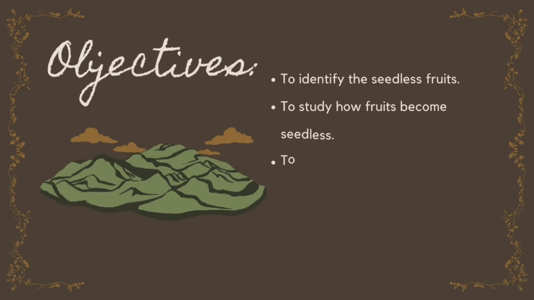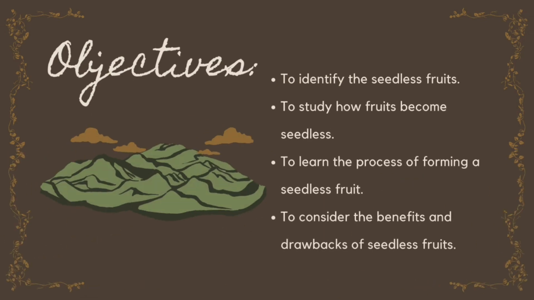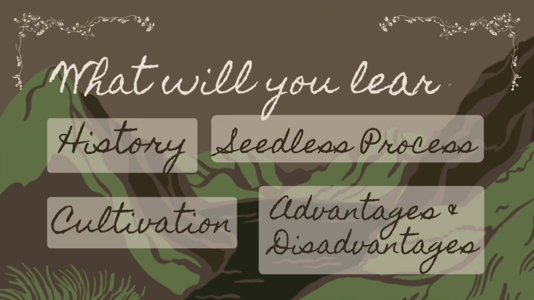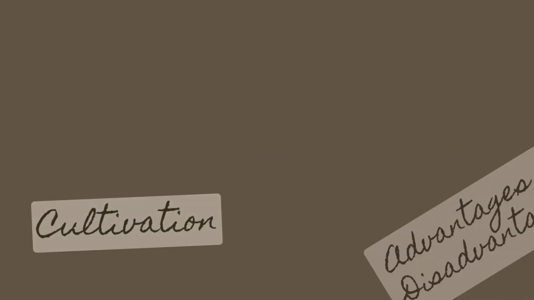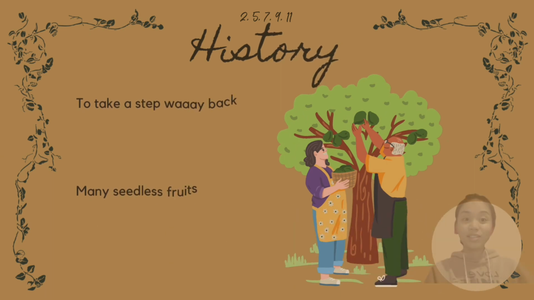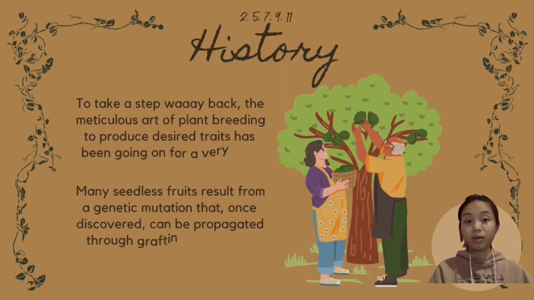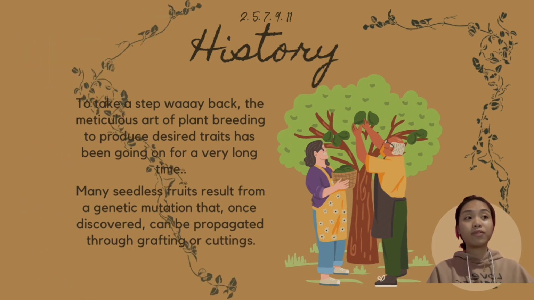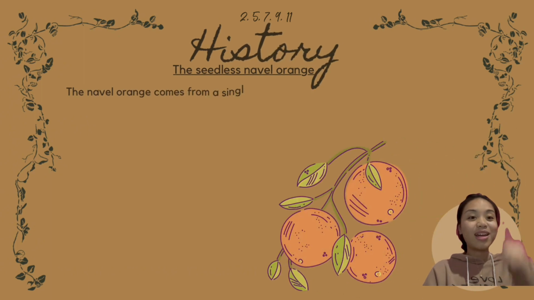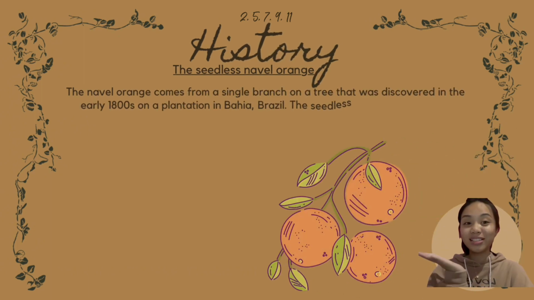Our video is mainly about what makes a seedless fruit seedless, so there's going to be a lot to learn today. Let's get started. To take a step way back, many seedless fruits result from a genetic mutation that, once discovered, can be propagated through grafting or cuttings. The first one, the navel orange.